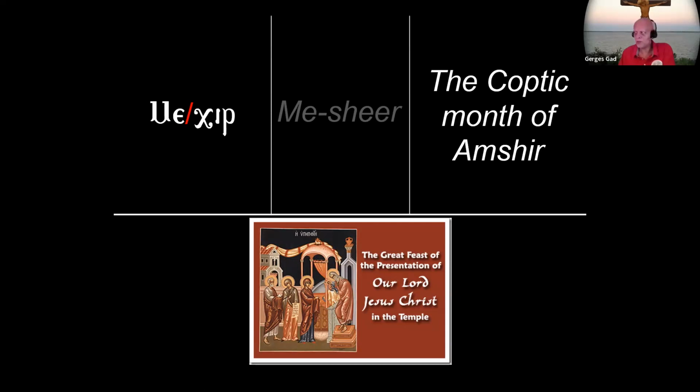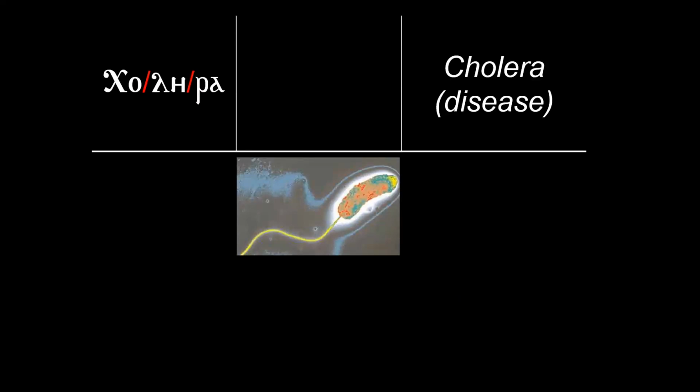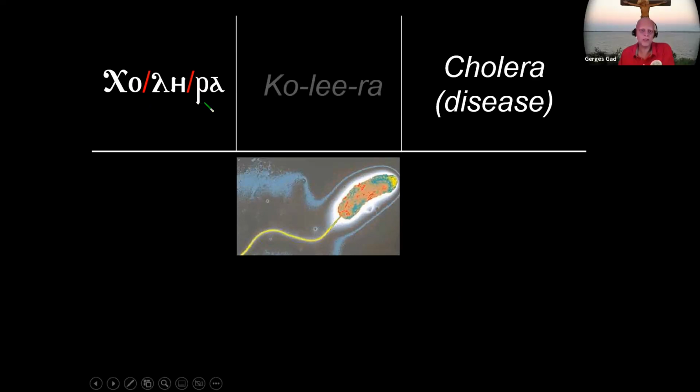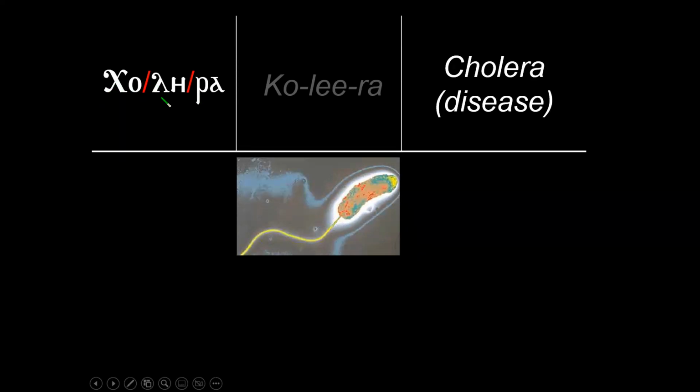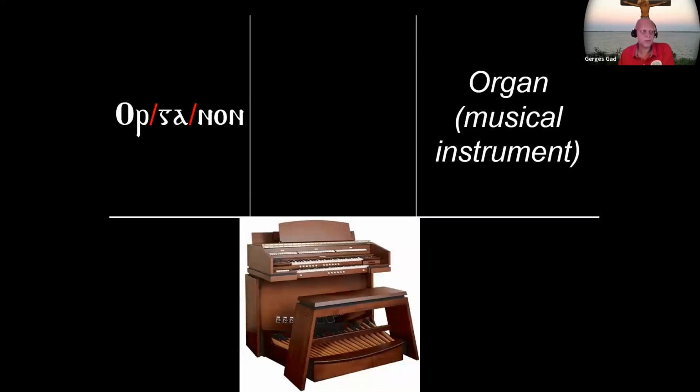Ihab, can you do the next one, please? Cholera. Yes. Good. We have the key, O, Loula, which we learned, that's the L, and then the double E, R A, cholera, which is cholera in English. Okay, thank you. Jamie, can you please do the next one?